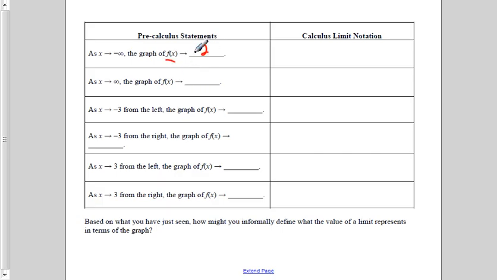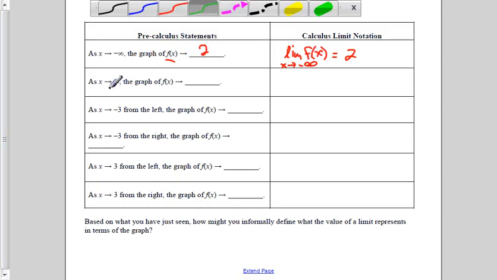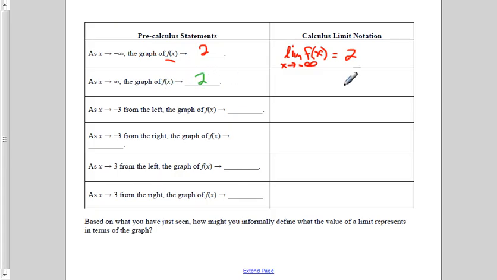Well, in calculus, we're now going to say the limit of the function f of x as x approaches negative infinity is equal to 2. So these mean the same things. Okay, as x approaches positive infinity, look at the picture, it's going to go towards that horizontal asymptote, y equals 2. So now the limit of the function f of x as x approaches positive infinity is also equal to 2.